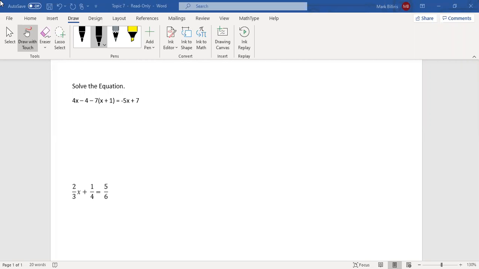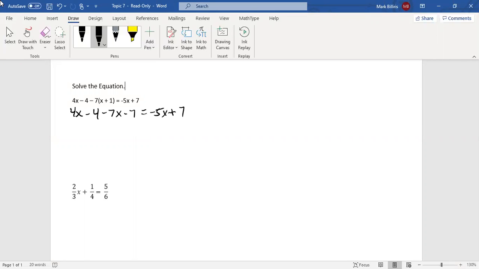We will be reviewing solving linear equations. So the first equation, we have 4x minus 4 minus 7 times the quantity x plus 1 equals negative 5x plus 7. The first thing that we want to do here is distribute. So we have 4x minus 4, and then we're going to distribute the negative 7 times the x and the positive 1, which gives us negative 7x minus 7 equals negative 5x plus 7.